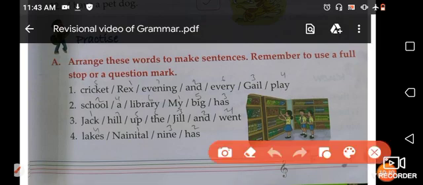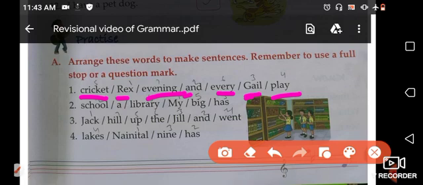On the first number you will write Rex, after that you will write and, on the third number you will write girl, on the fourth number you will write play, on the fifth number you will write cricket, on the sixth number you will write every, and on the seventh number, the last, you will write evening.